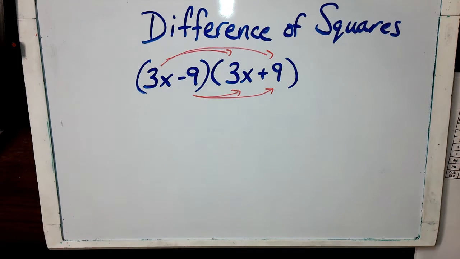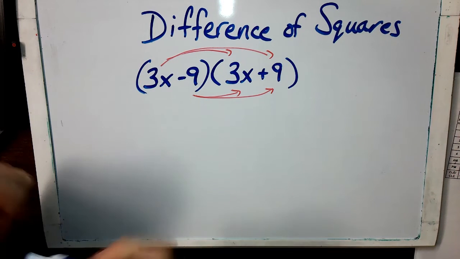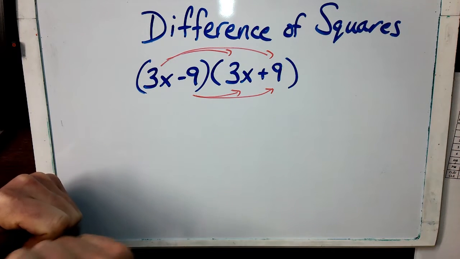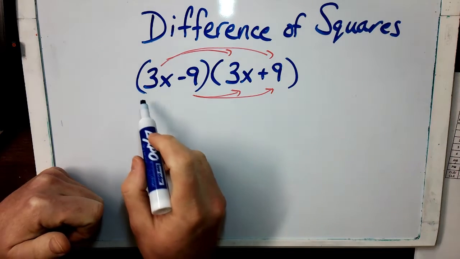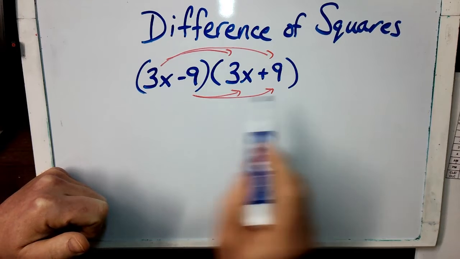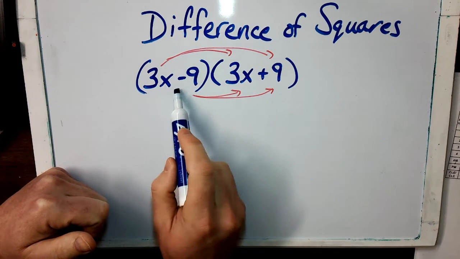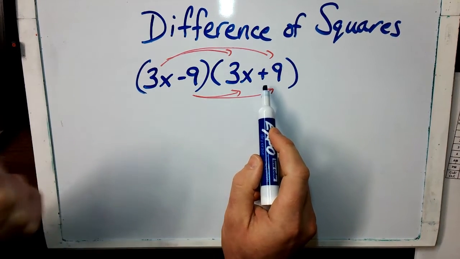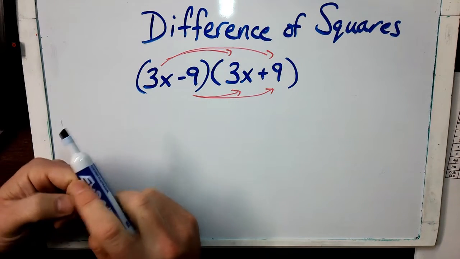Okay, we're going to start with factoring difference of squares. First of all, let's talk about what is a difference of squares. So a perfect square is where we have something times itself. Now you can see right away that these are not perfect squares. This one's a minus, this one's a plus. So they're almost identical except for the sign.